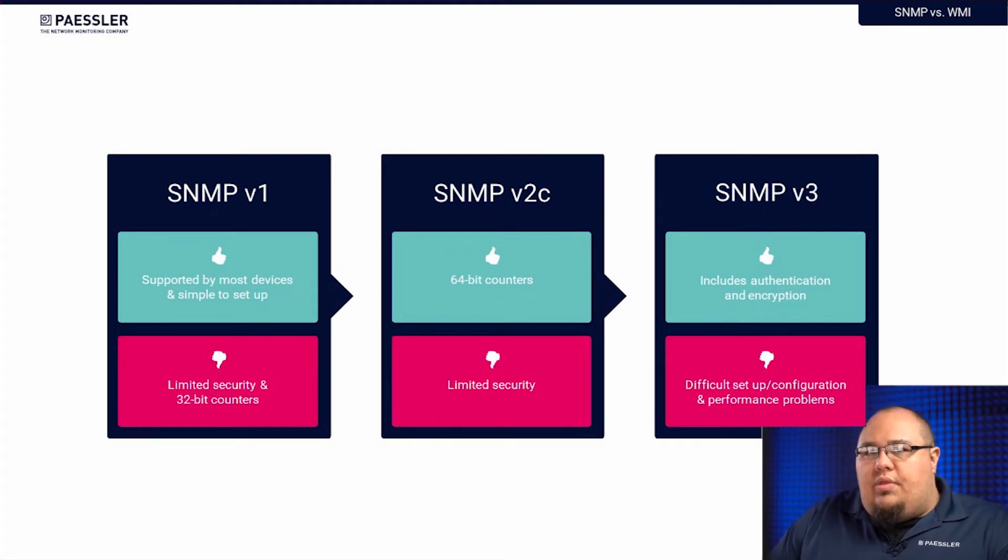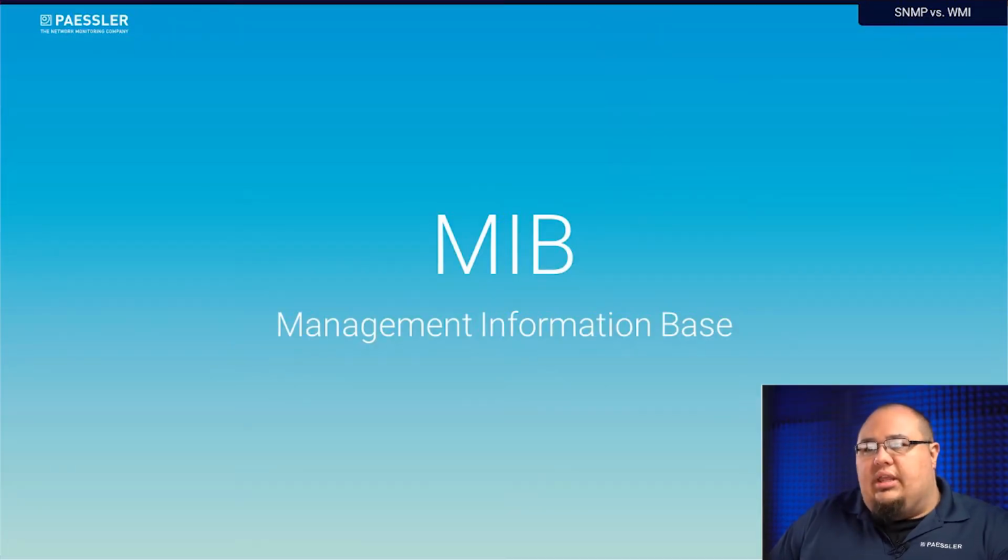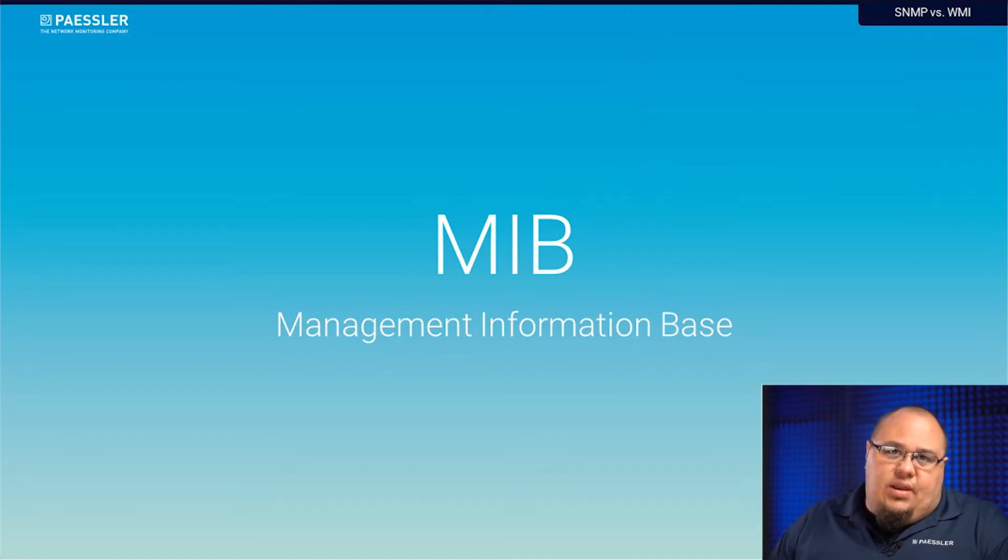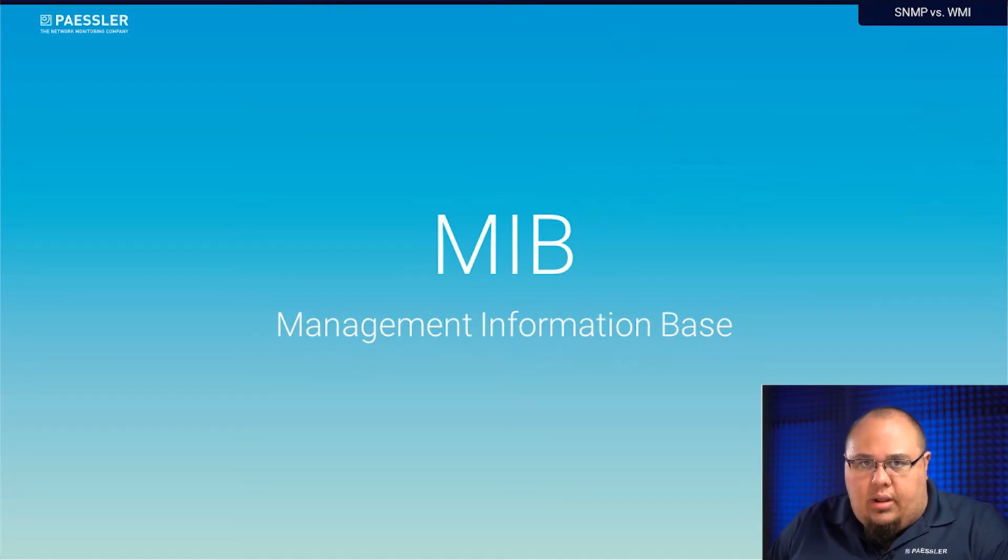Now, the other part with SNMP and how we actually get the data from the devices, we get that through OIDs and MIBs. Now, what is a MIB and what is an OID? Well, a MIB stands for Management Information Base. A MIB is comprised of OIDs, object identifiers. A MIB is put together by the vendor of a product.